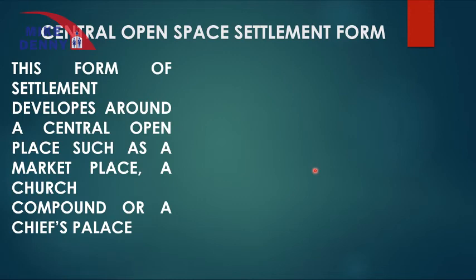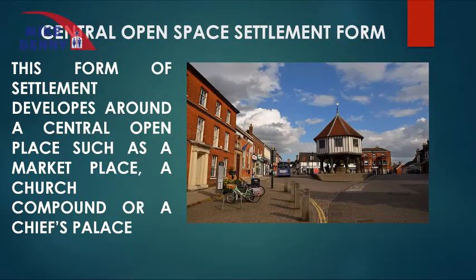We continue. Let's now look at the central open space settlement. This kind of settlement develops where people can have access to an open place, which can be a market, a church, or a chief's palace. You can see that this is a central place, maybe a market, and people are staying around this market because they can easily have access to this service, which can be a church, a chief's palace, or a market. That's why we talk about the central open space settlement.